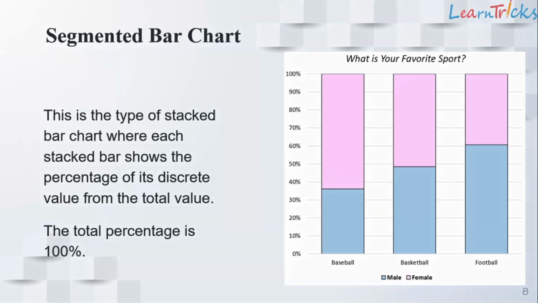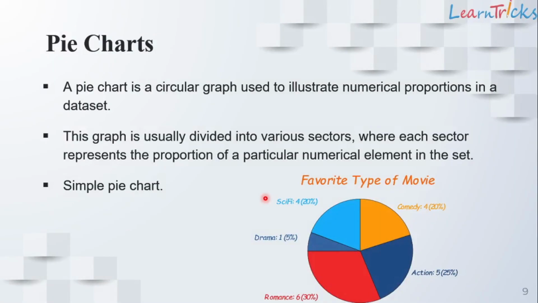So we will move to the next type, that is the pie chart. Now, a pie chart is a circular graph which is used to illustrate numerical proportions in a data set. This graph is usually divided into various sectors, where each sector represents the proportion of a particular numerical element in that set, and this figure shows a simple pie chart.